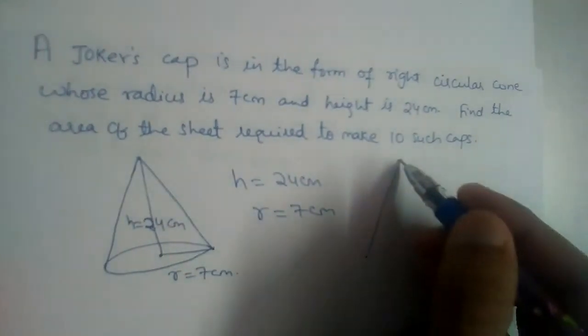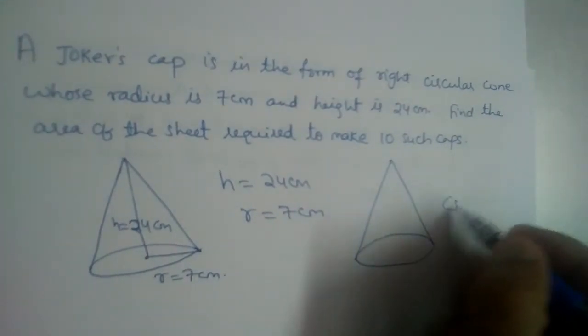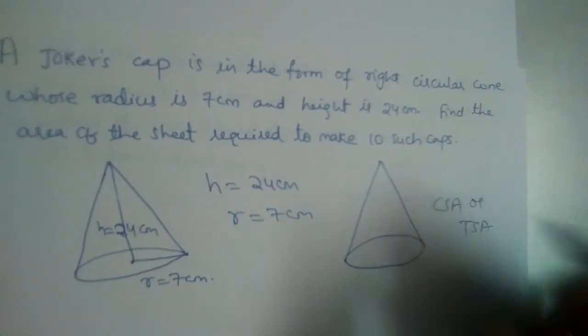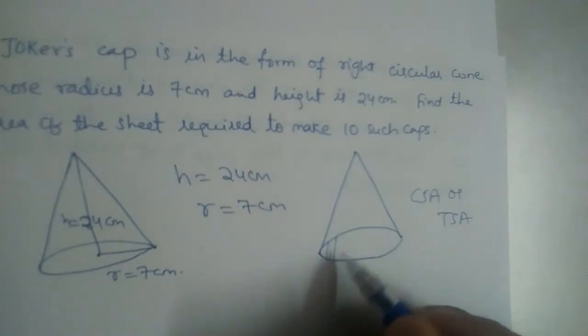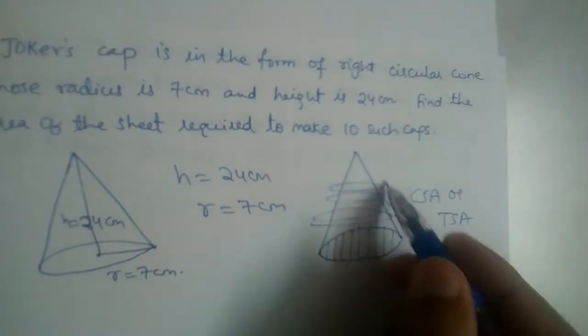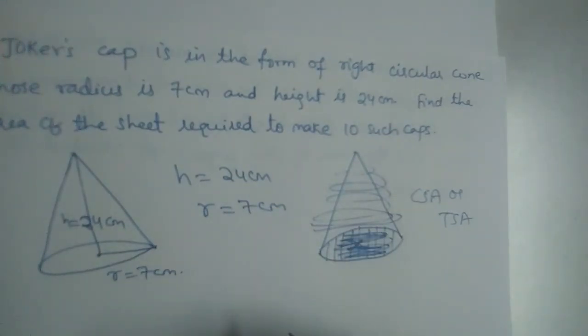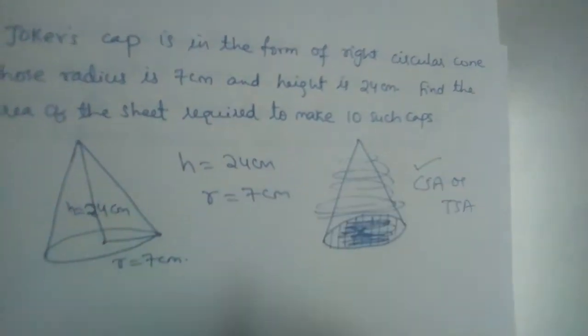See here. Do we need to find CSA, curved surface area, or total surface area here? See, this is a joker's cap, right? So a joker's cap will not have this base. It will have only this portion, isn't it? So we will not have the base. So what do we need to find here? We need to find curved surface area, not total surface area.